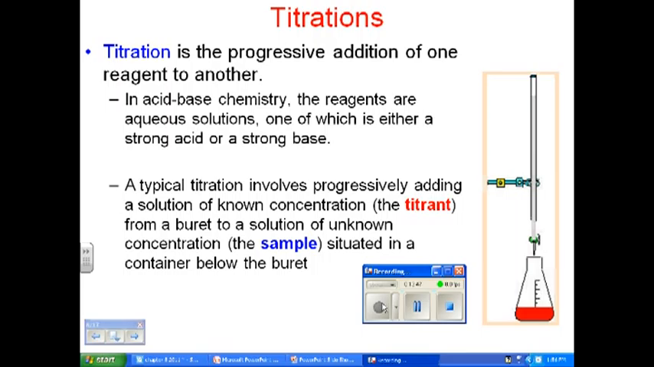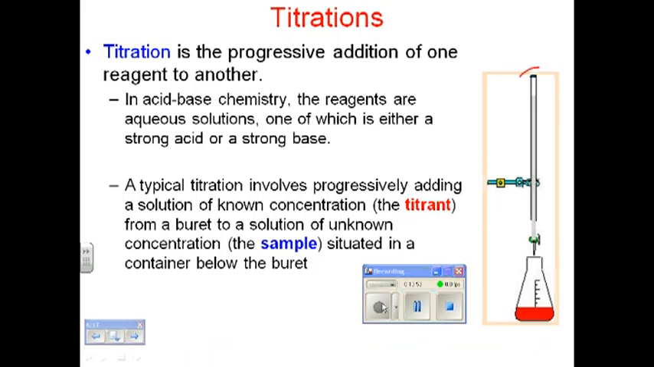Typical titration involves progressively adding a solution of known concentration. So typically, whatever's in your burette is what you know the concentration of, and you're adding it to your sample that you're trying to find the concentration of. So when we did vinegar with our sodium hydroxide, we knew the sodium hydroxide. We were trying to find the concentration of our sample, which was the vinegar.